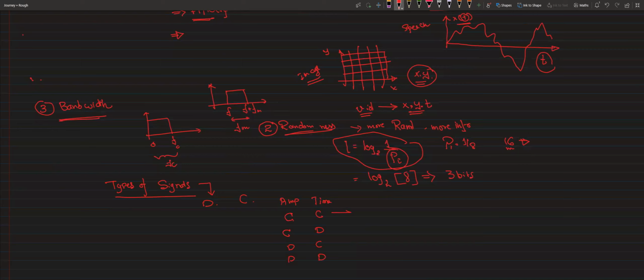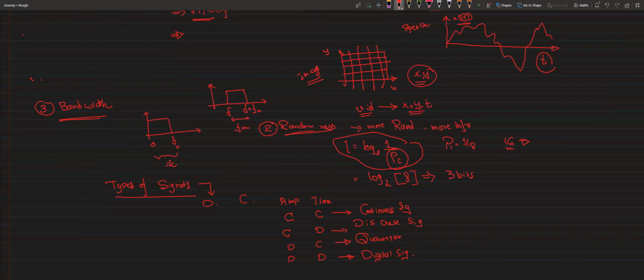If both are continuous, then it is called a continuous signal. If amplitude is continuous and time is discrete, then we say discrete signal. If amplitude is discrete and time is continuous, we say it is a quantizer. And when both are discrete, it is a digital signal.